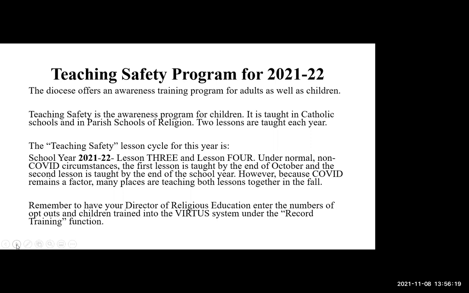So once you teach those lessons, remember to have your director of religious education if you're at the parish level, or whoever at your school is in charge of documenting, log on to the Virtus system under the educators tab and record that training. It's a very easy training to record. Once you log on to the Virtus system, you get on the educators tab, click record training, and you're just entering very basic information: who, what, where, when, how many people you trained, and how many opt out.